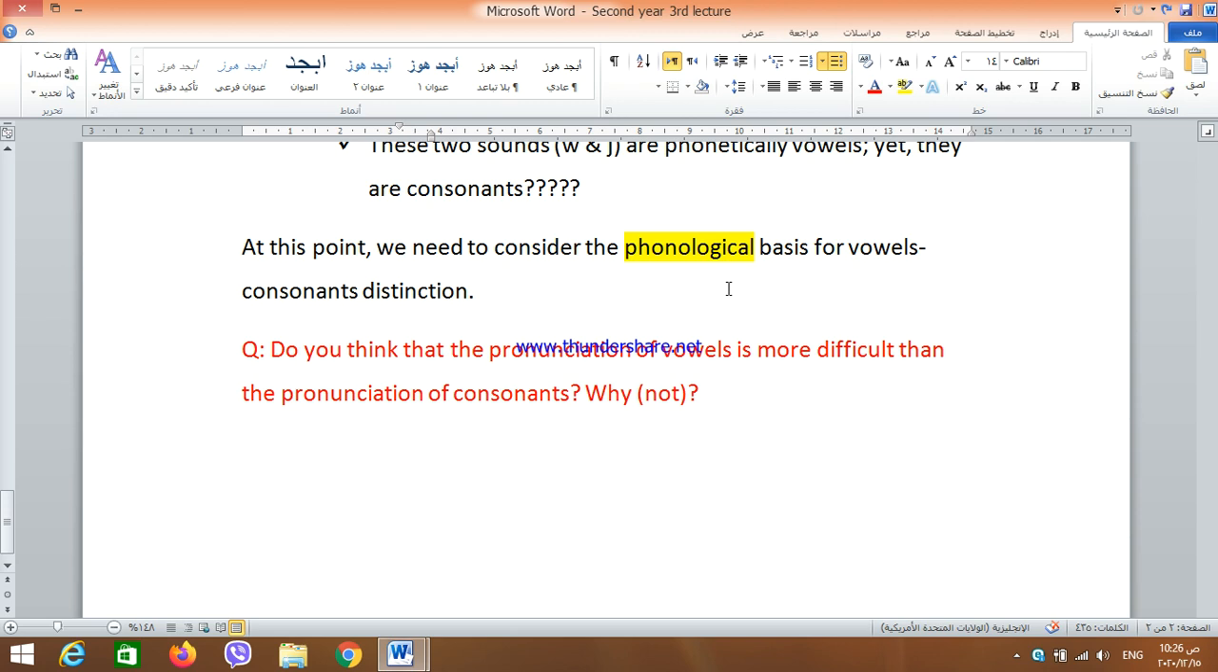I have a question for you to think about. Do you think that the pronunciation of vowels is more difficult than the pronunciation of consonants? If yes, tell me why. If no, tell me why not.